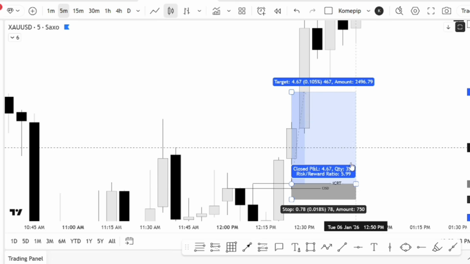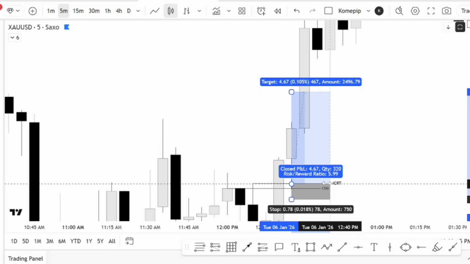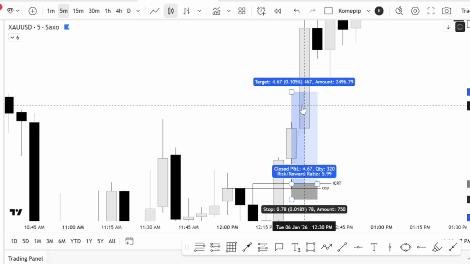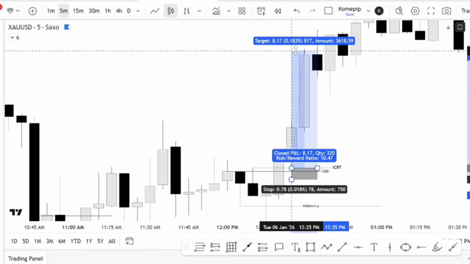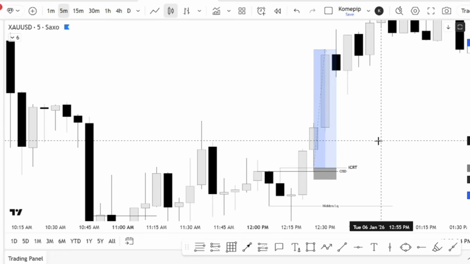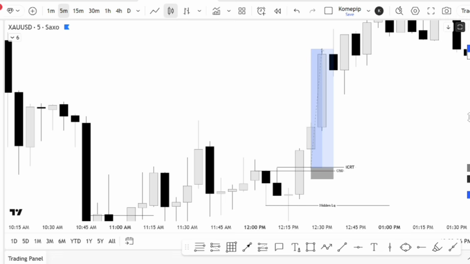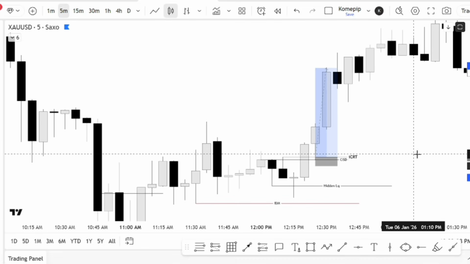If I remember during the editing, I'm going to paste the screenshot so that you see for yourself. Everything I'm showing you here is not gimmicks. They were live setups that we took in the Komepips Academy, and of course some in the free Telegram channel.